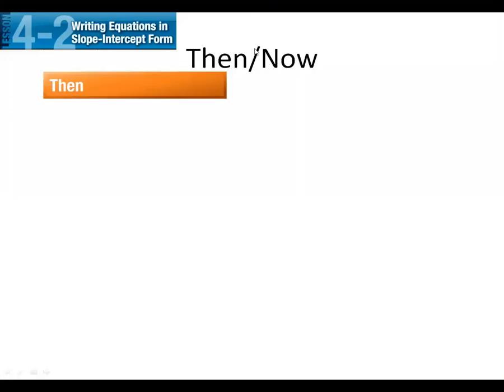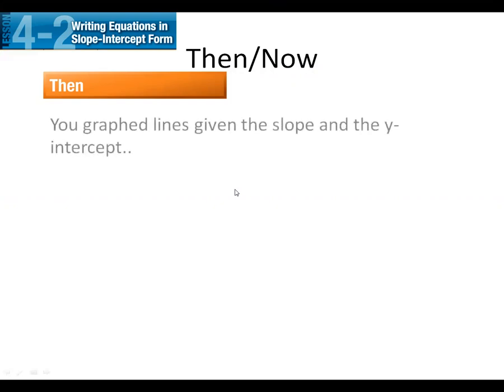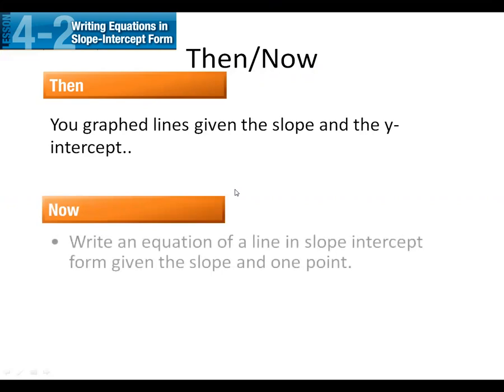All right, guys, we're back with section 4.2, writing equations in slope-intercept form. This section is going to be pretty cool. Previously, you graphed lines given the slope and y-intercept, and now we're going to write an equation of a line in slope-intercept form if you know the slope and just one point. Probably not going to be the y-intercept. Okay, how to do that.